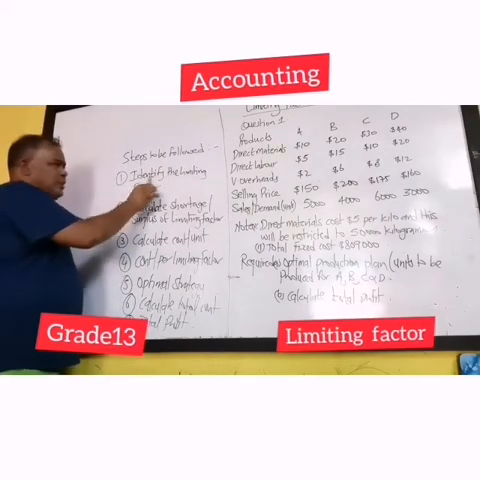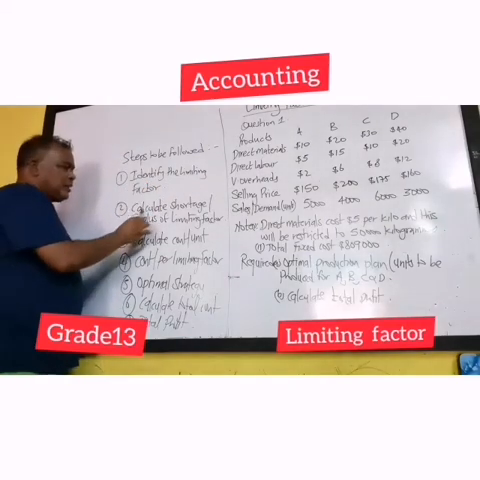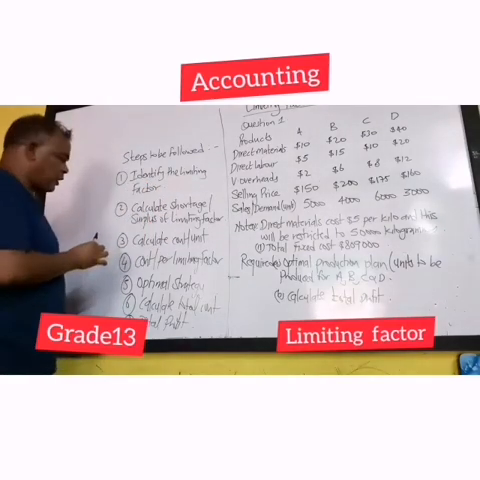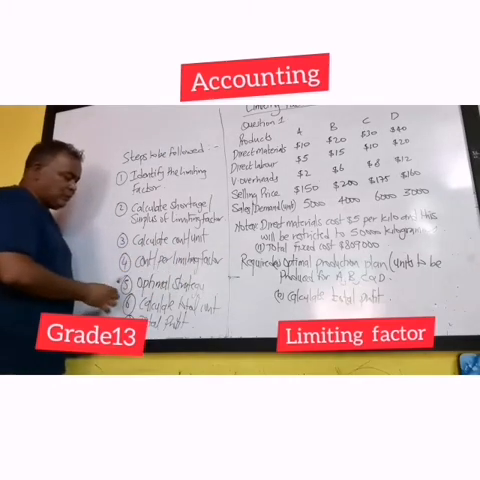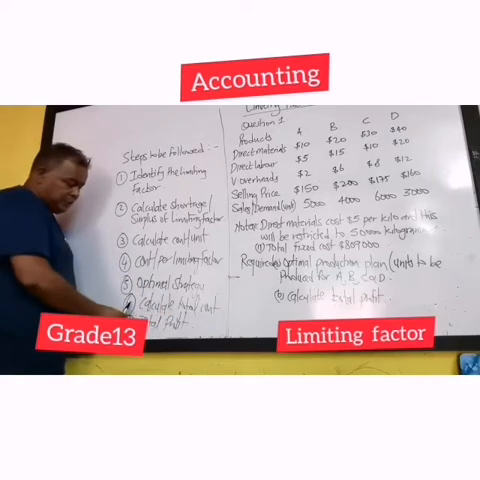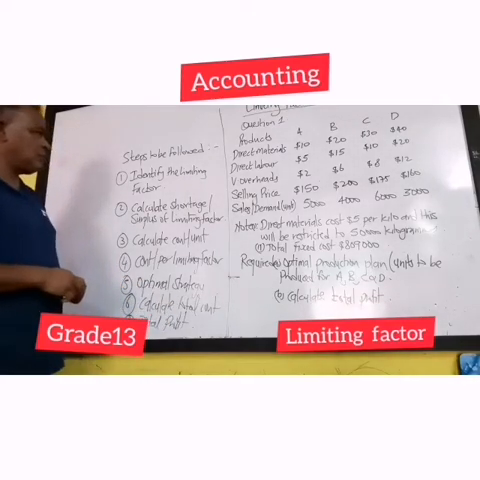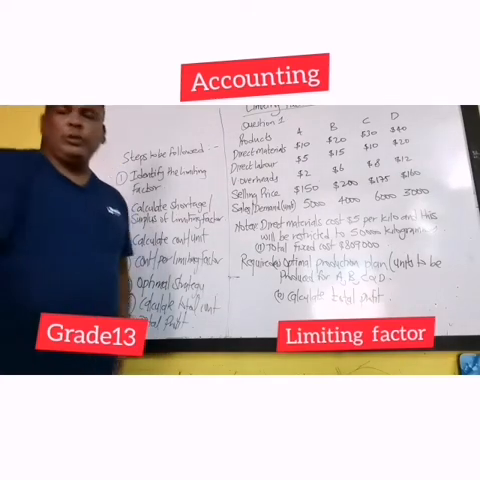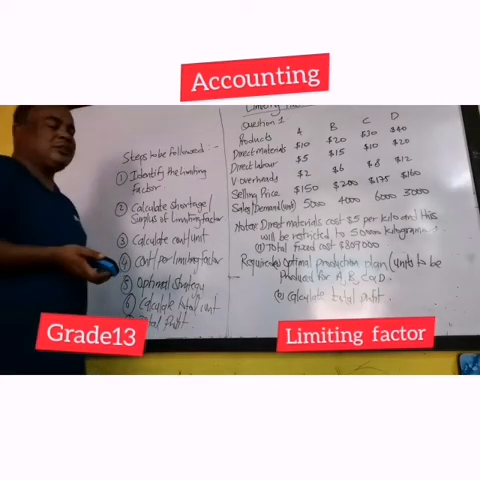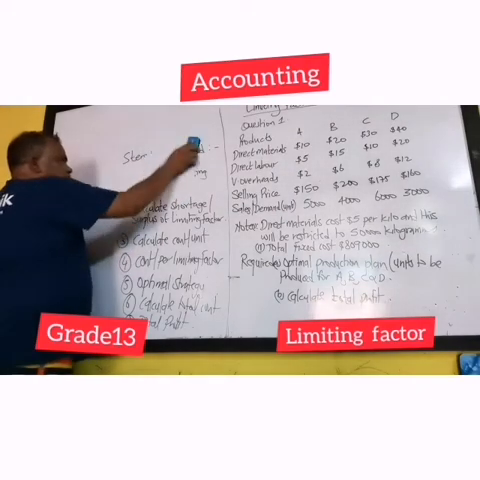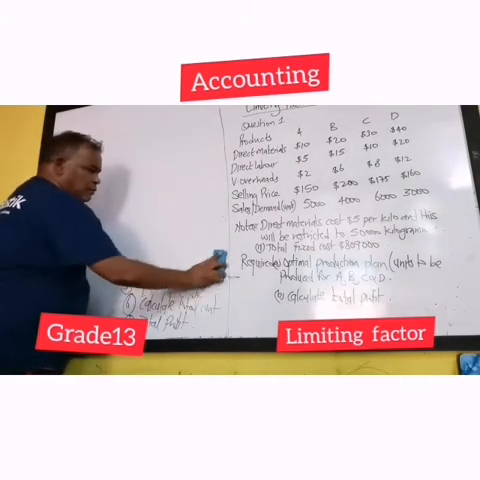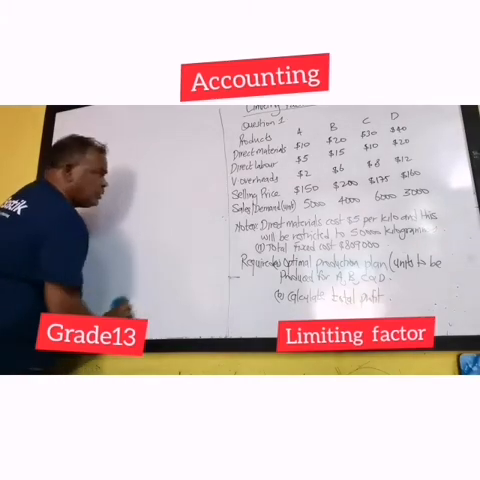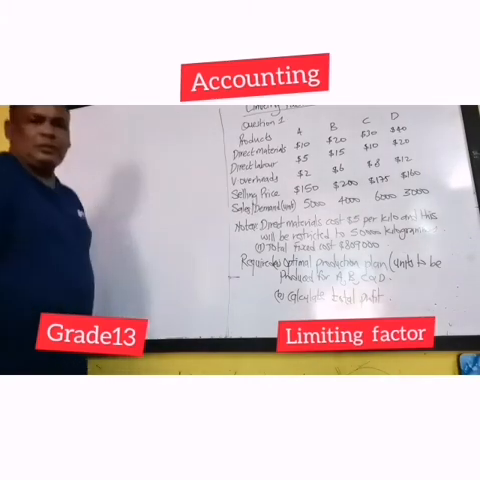First of all, we have to identify the limiting factor, calculate shortage or surplus of limiting factor. Then we calculate contribution per unit, contribution per limiting factor, optimal strategy, and then calculate total contribution, total profit. So these are the steps that we have to know when we are doing a question on limiting factor. So the first step, to identify the limiting factor. So how to identify the limiting factor? We are going to see through this question.